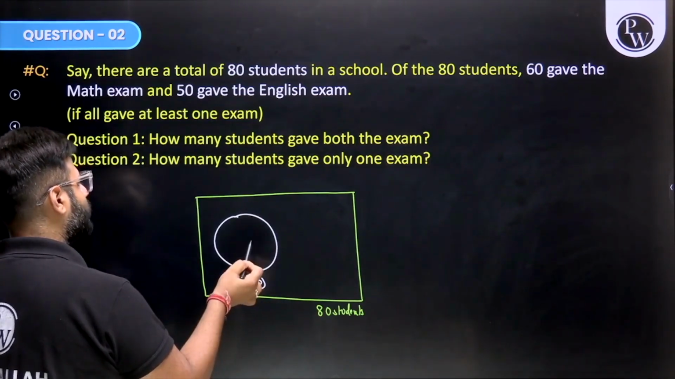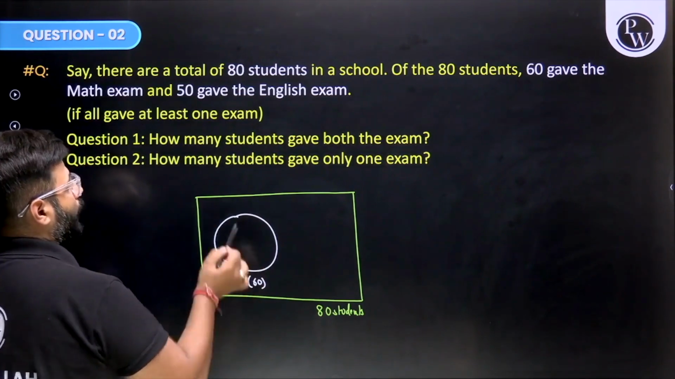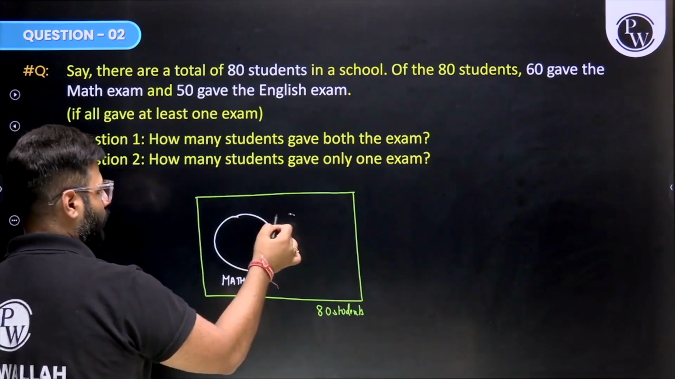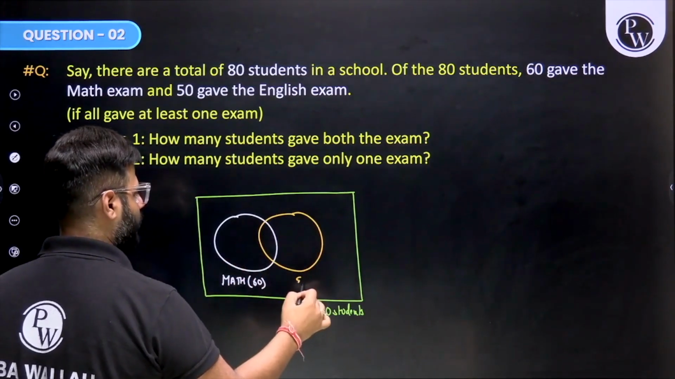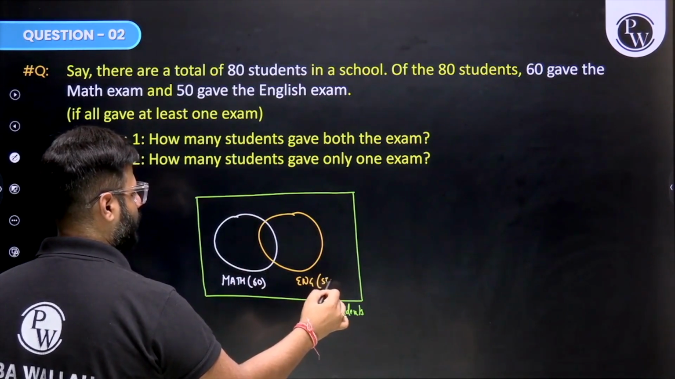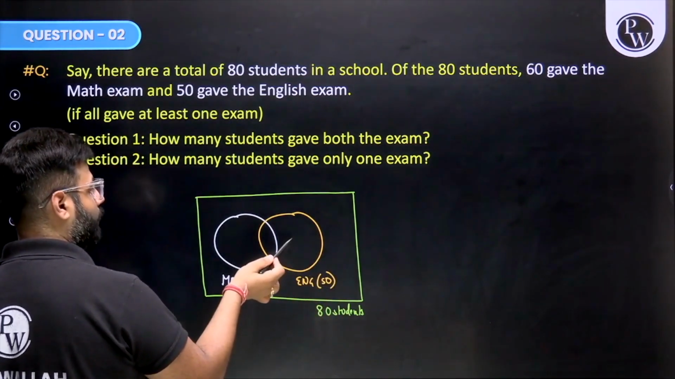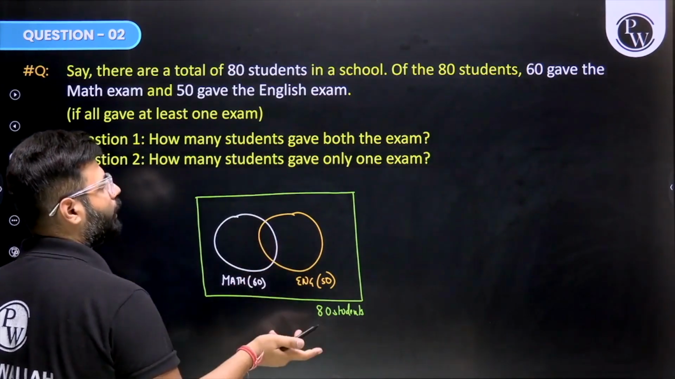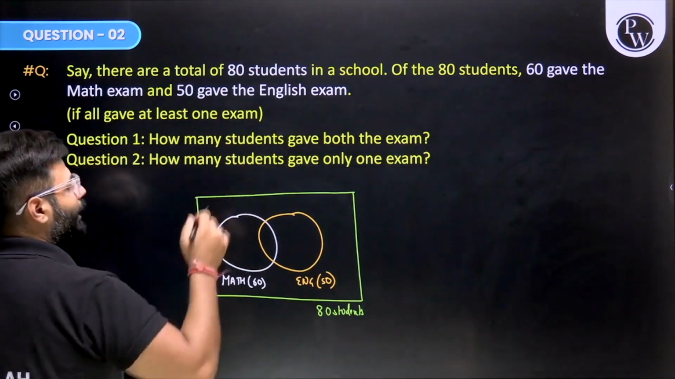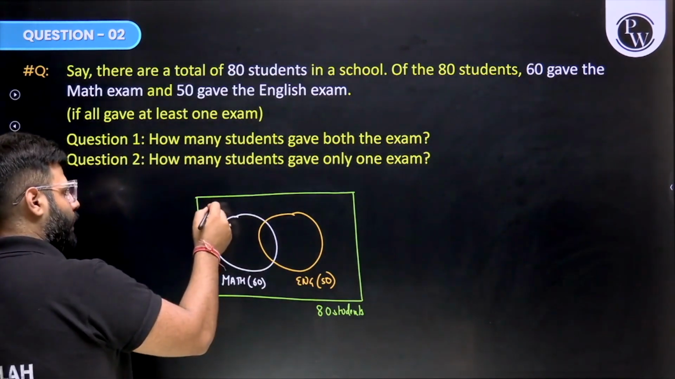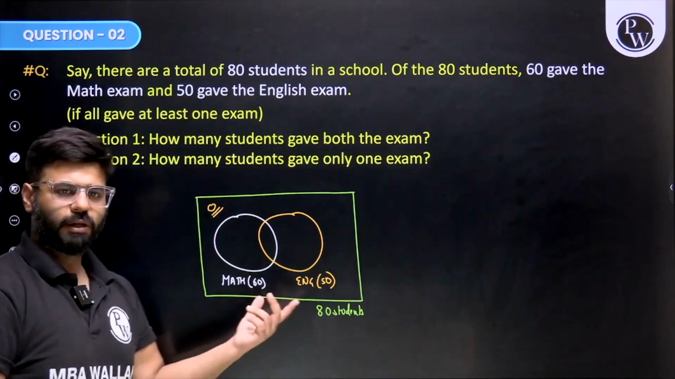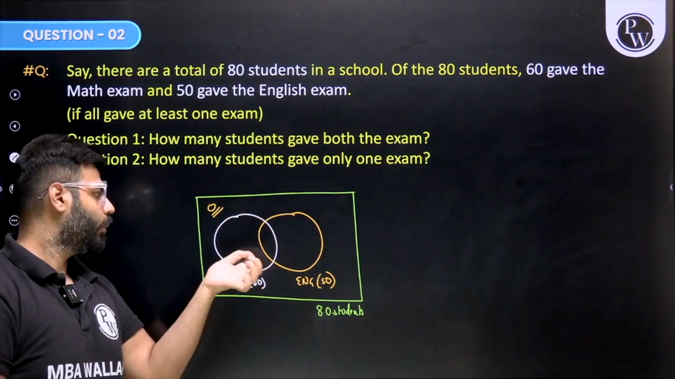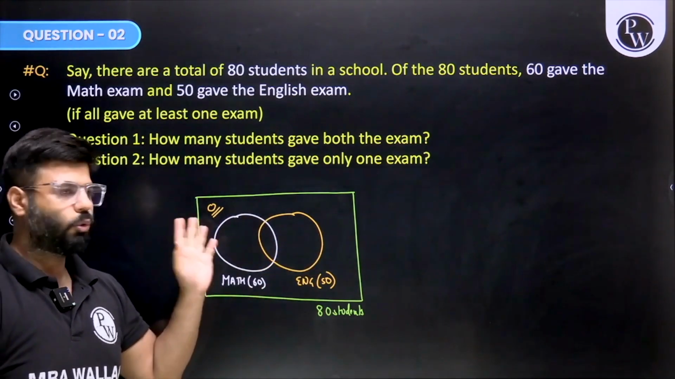Make sure that you don't write 60 outside. And 50 gave English, so that means we have another circle of which 50 gave English. So English is 50. Again, I'm not assuming here that 50 are only English, because there is a possibility some of them have taken both. If all gave at least one exam, that means here we have 0 people, because everybody gave at least one exam. So nobody is there who is not giving any of the exams. So either you belong to the white bubble or the orange bubble or both.